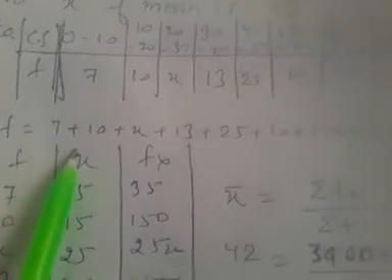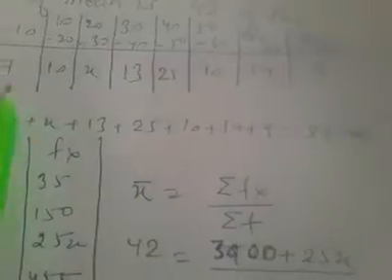Now we see that the total sum of frequencies is equal to 88 plus x. We will add all the frequencies and then we get summation f, which is equal to 88 plus x.